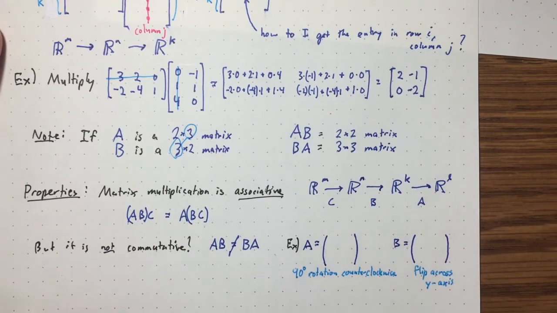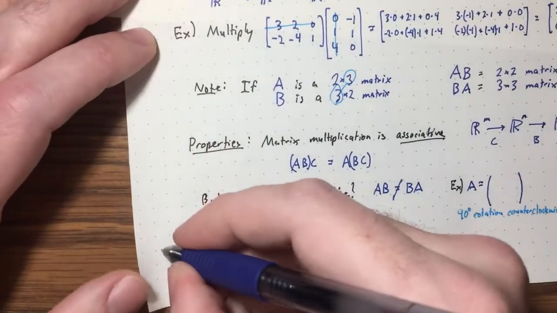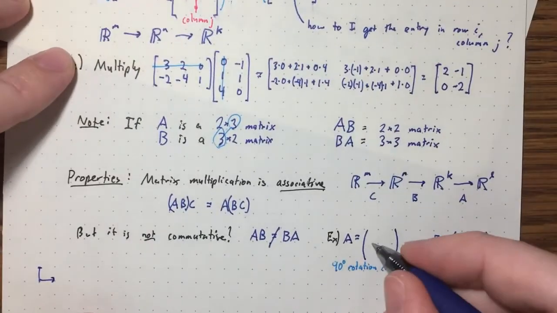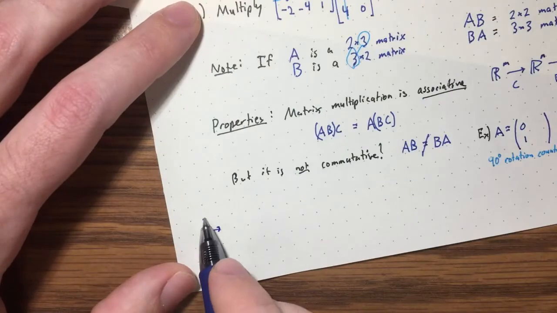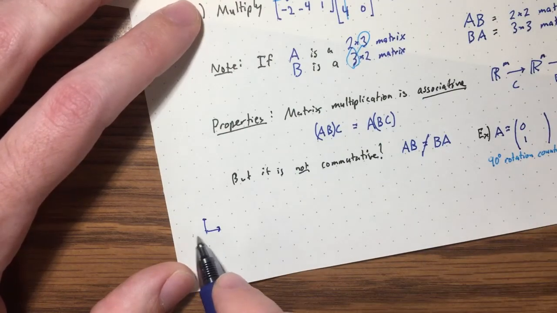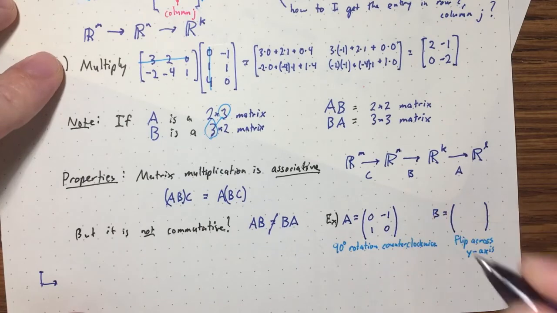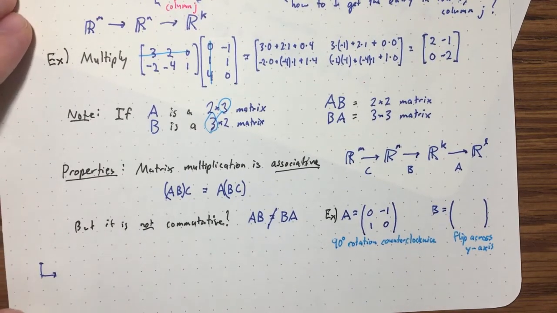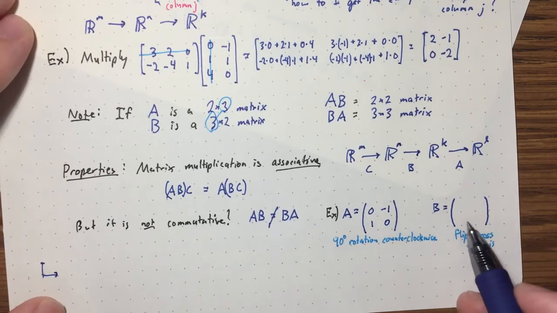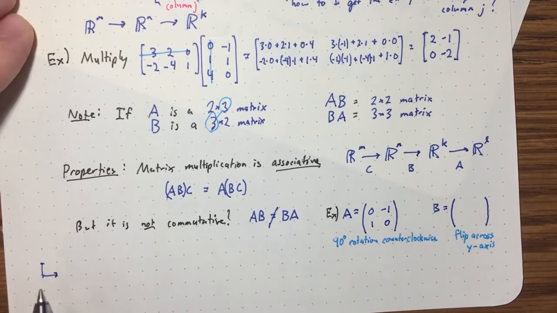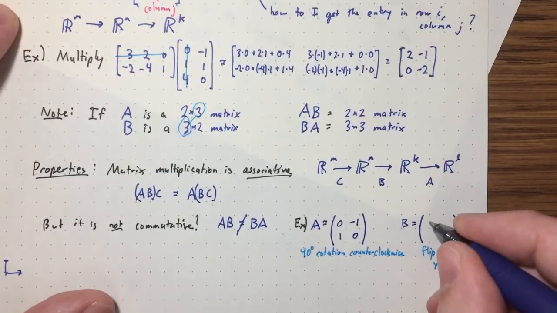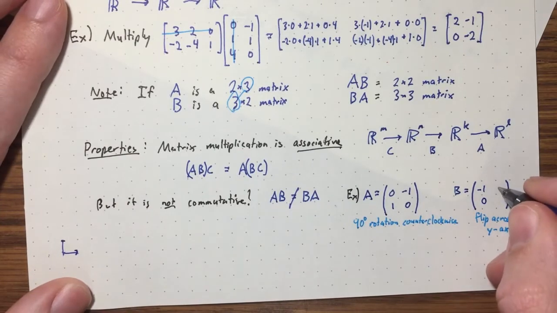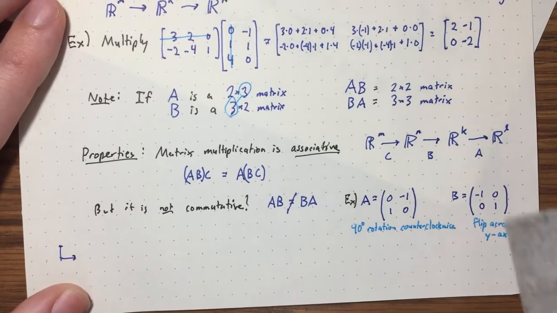So what would a 90-degree rotation counterclockwise be? Well, where does 1, 0 end up? It will end up at 0, 1. And then where does 0, 1 end up? That's why I put it in the second column. It will end up at negative 1, 0. See how quickly we can write down linear transformations just by thinking about the action on the basis vectors. And then how about B? What if we flip across the y-axis? Well, then 1, 0 is actually going to negative 1, 0. And 0, 1 is just staying as is, right? So it's this.